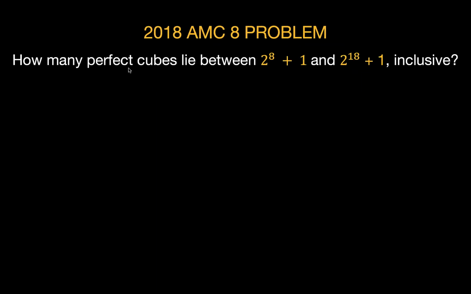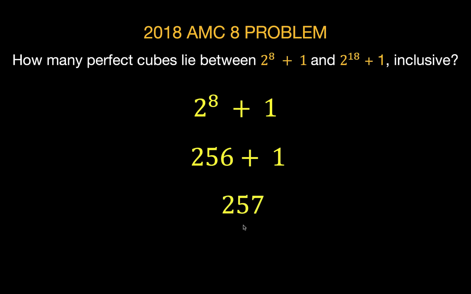What we want to find is the number of perfect cubes that lie between this lower boundary up to this upper boundary inclusive. So let's begin with the lower boundary. A quick calculation would show that 2 to the 8 is equal to 256, and we copy plus 1. And so this is equal to 257.